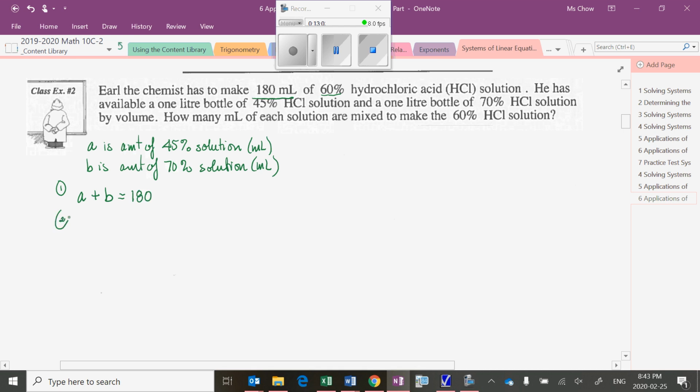Our second equation then is having to do with the actual strength.